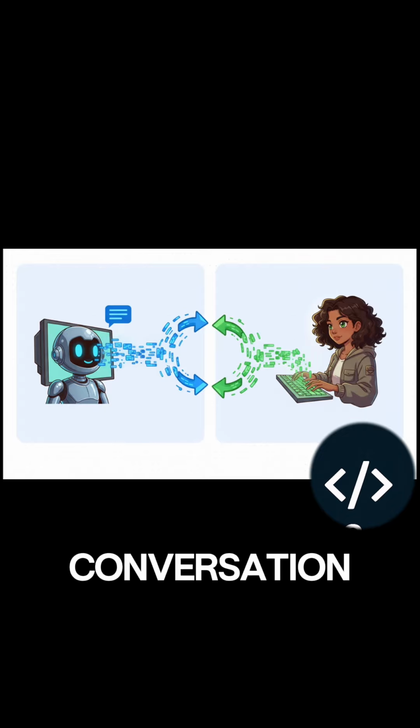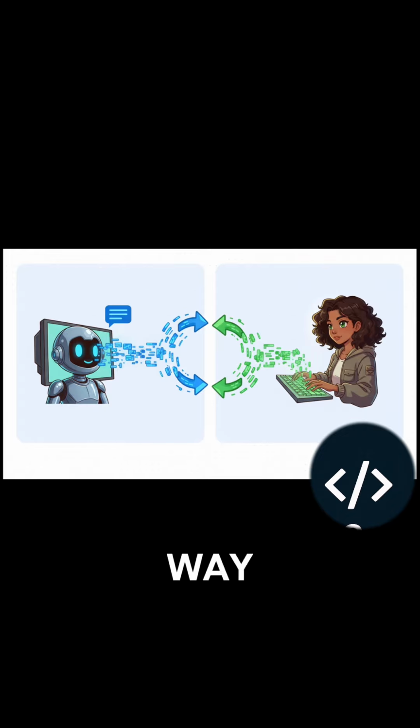So this whole conversation is really just a two-way street. On one side, you've got output. That's the program talking to you. And on the other side, you've got input. That's you talking back to the program. If you can master these two things, you've basically nailed the foundation of interactive coding.